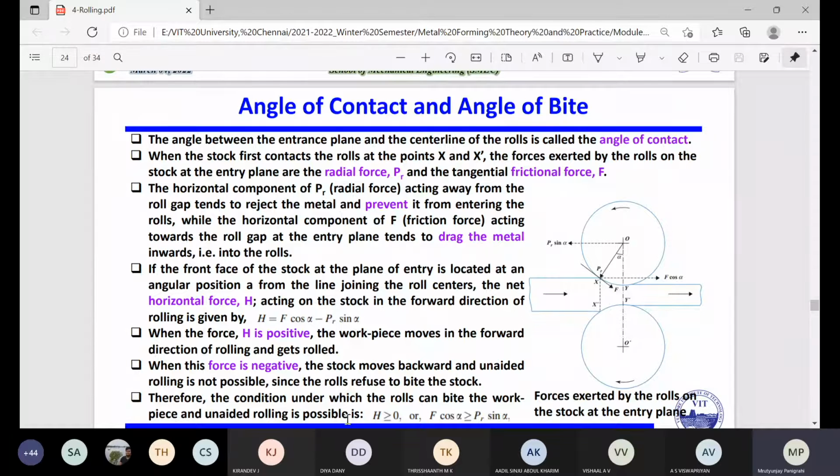Therefore, the condition under which the rolls can bite the workpiece and unaided rolling is possible is that H should be greater than or equal to 0. If it is 0, then it cannot pass in the strict sense, but in the normal condition H should be more than or equal to 0. So F cos alpha is greater than or equal to PR sin alpha. This force F cos alpha should be greater than or equal to PR sin alpha. Two things are there, right?